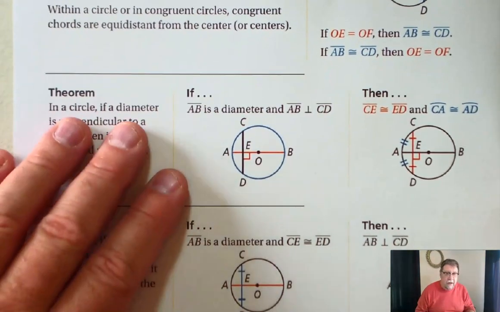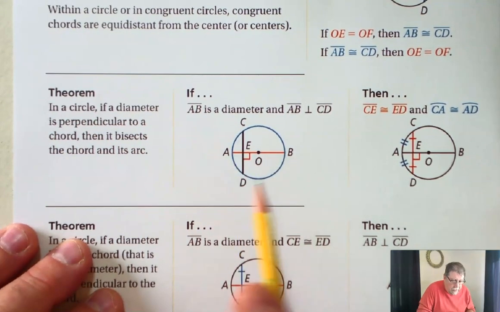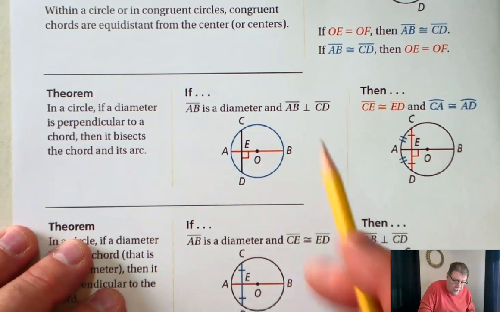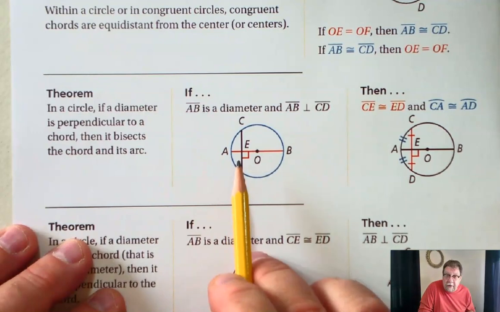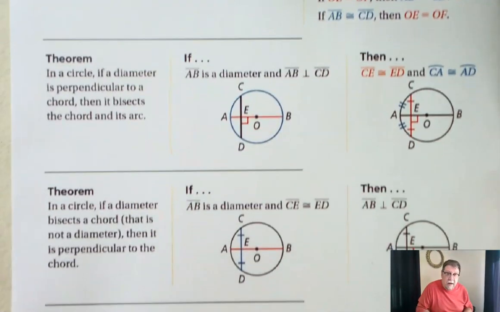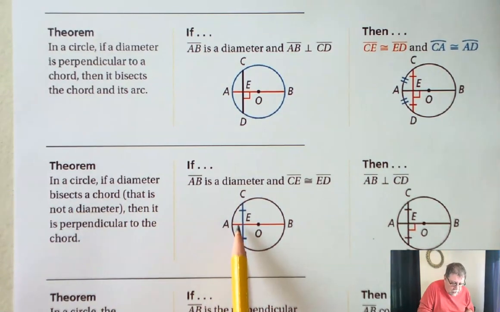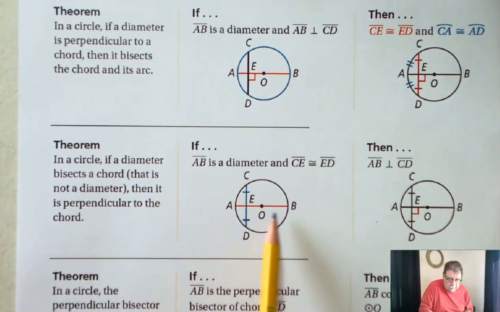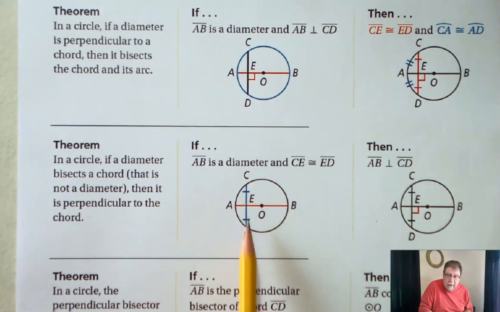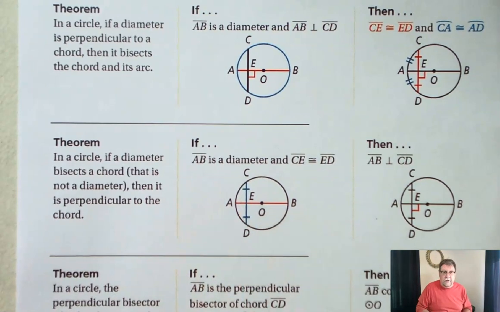In a circle, if a diameter is perpendicular to a chord, then it bisects the chord and it bisects the arc, just as long as it's perpendicular. In a circle, if a diameter bisects a chord, then it is perpendicular to the chord. So that's the converse of what we just said. So if it bisects the chord, then we know that it is perpendicular to the chord.